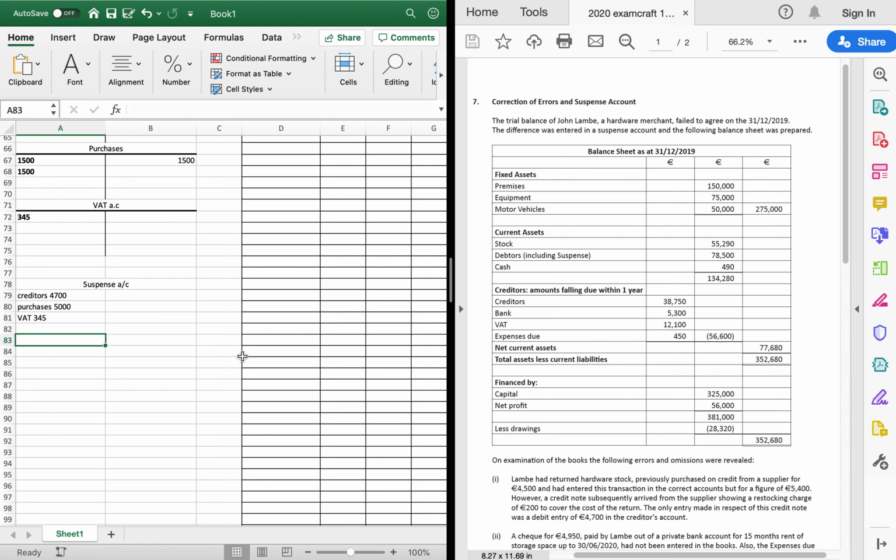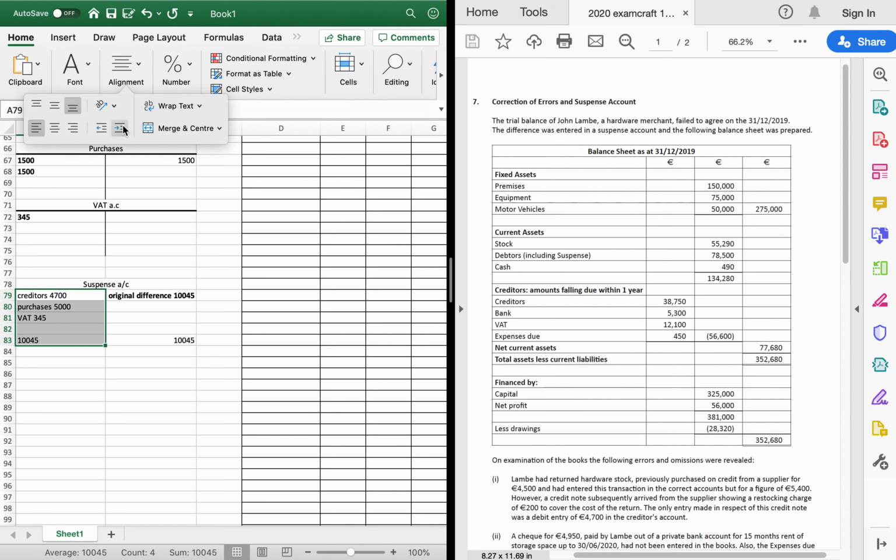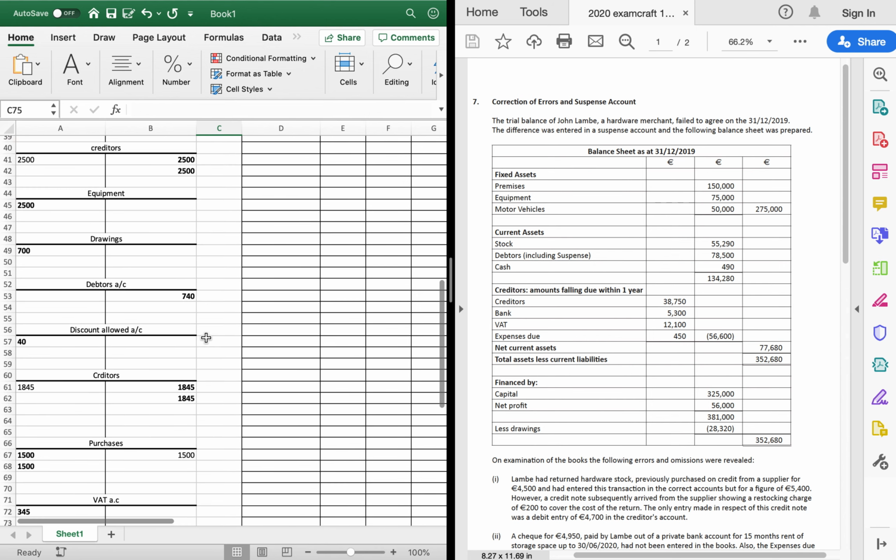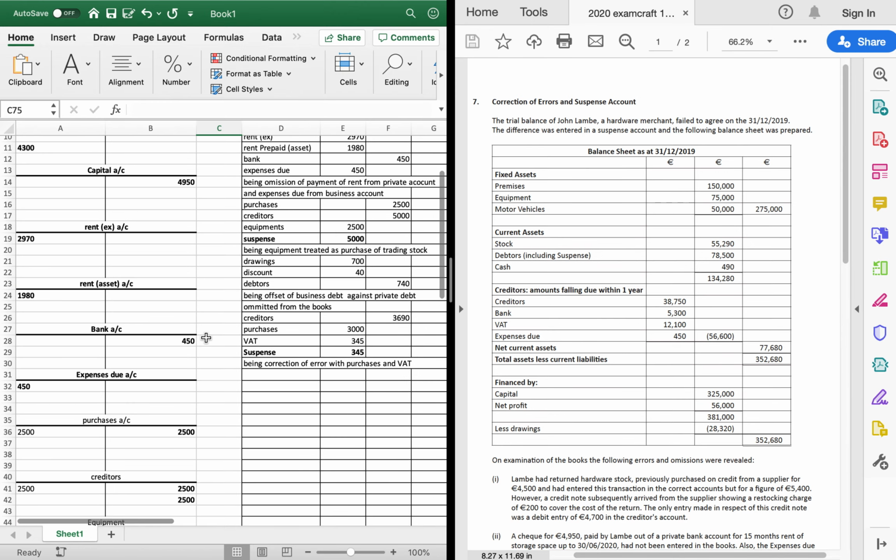Okay, so all 3 of those add up to 10,045. This side doesn't add up to anything, so to make it balance, that must be the original difference. Okay, and that's the number we are going to use later on. All right, so that's the suspense done. We have to do the statement of corrected net profit now.